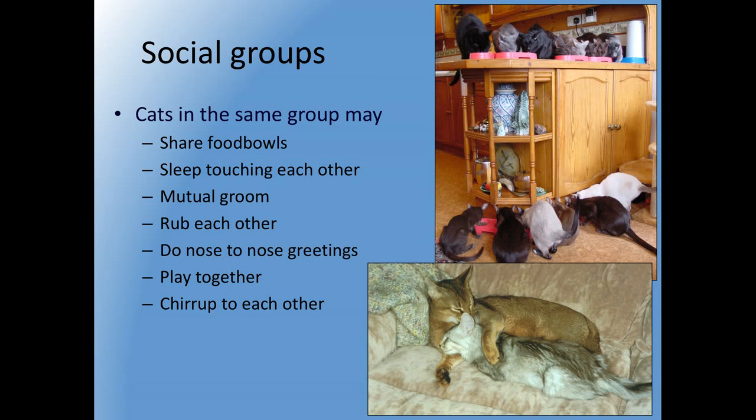And the list on the left just shows some things that you might want to explain to an owner to look out for. So are your cats sharing food bowls, with the definite disclaimer about that top photo, that is not an example of positive affiliative behaviour, as we've already said. But do they groom each other, rub each other, chirrup to each other, play together, all these sorts of things.